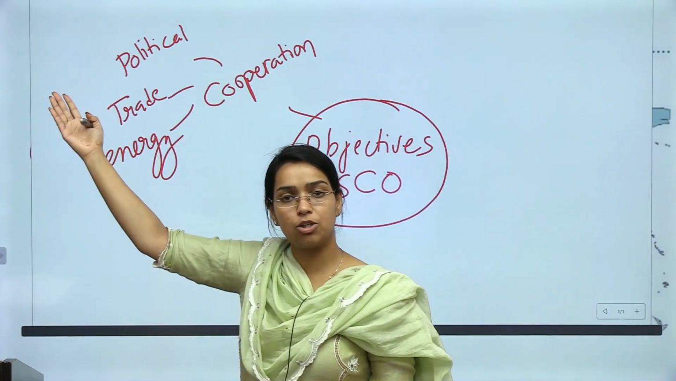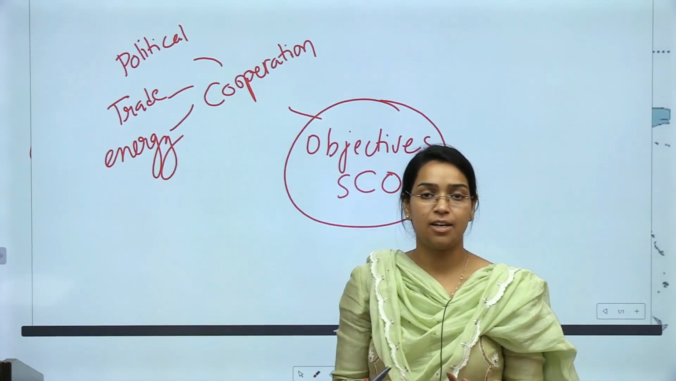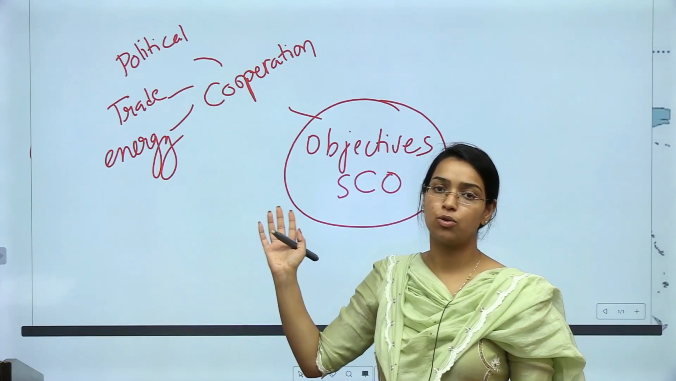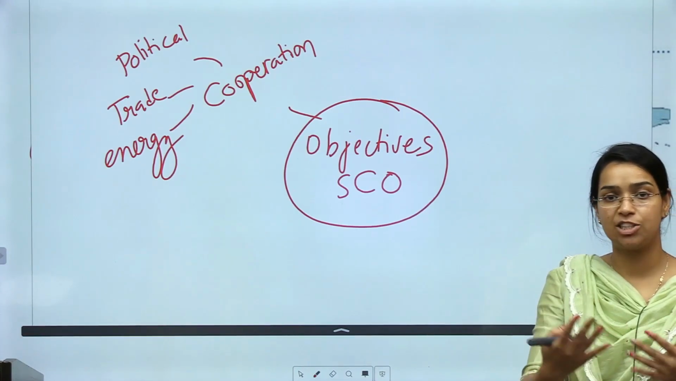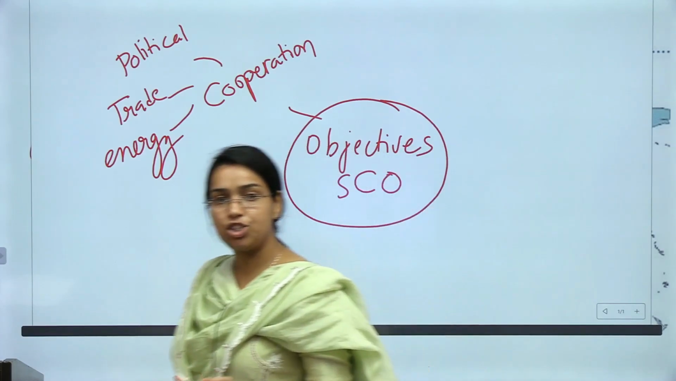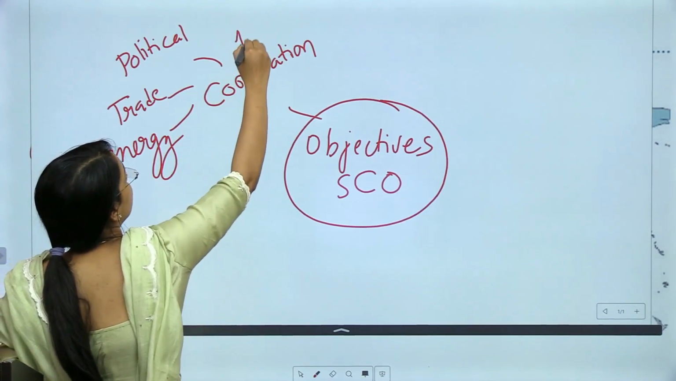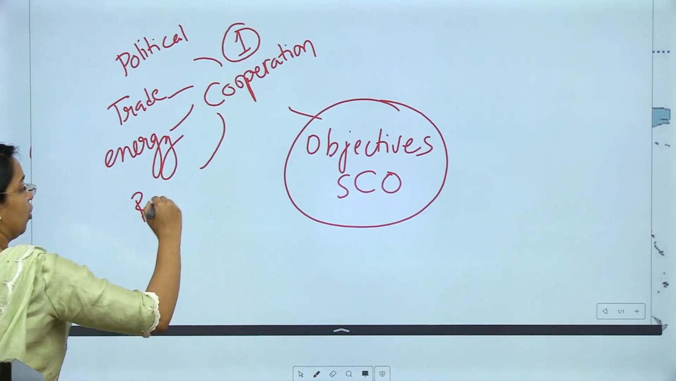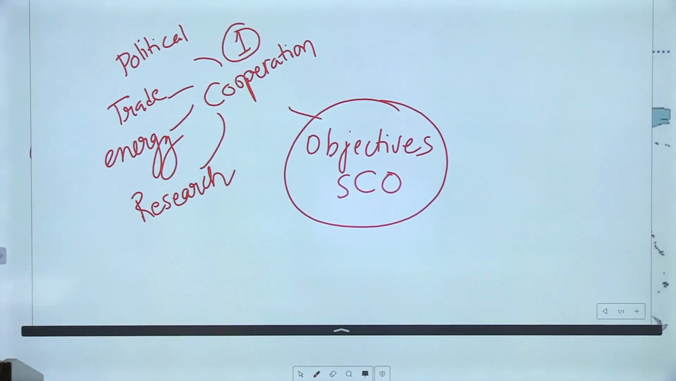They can be political topics or issues. They can be issues like increasing trade; the countries will sit here at the SCO and talk about improving their bilateral or multilateral trade. They will focus on better energy cooperation. Any grouping will have some kind of cooperation, and here they are focusing on multiple aspects: cooperation on trade, energy, research, culture.